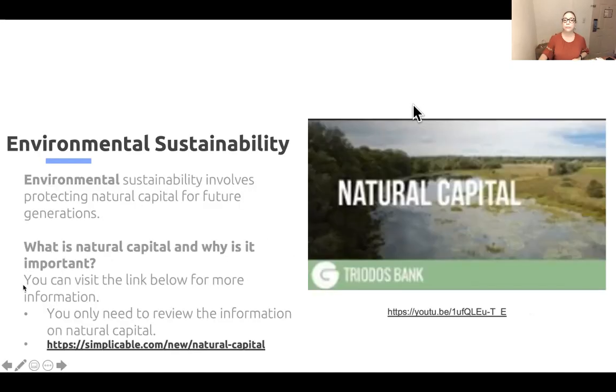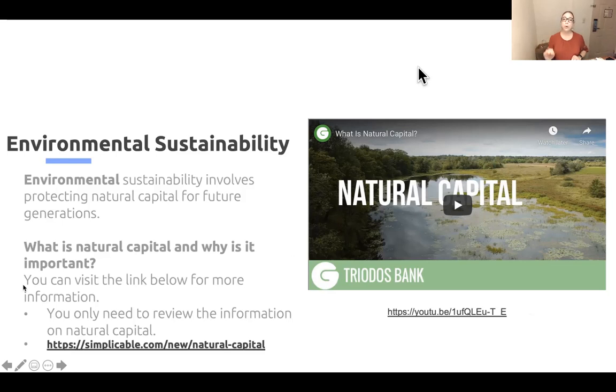Now we have environmental sustainability. So we talked about social sustainability, which looks at infrastructure, access to food, things like that. We looked at economic sustainability, which refers to primarily businesses and sustainable development, sustainable production. Now we are looking at environmental sustainability. So this has to do with what we call natural capital. So again, I put a link here which displays natural capital quite well.